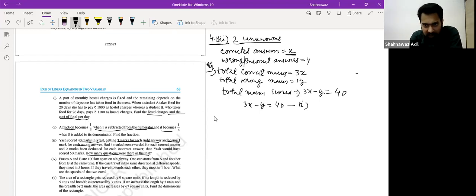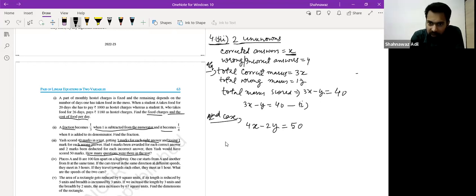Any confusion? Am I right? Yes, sir. So now let us do the second case. In the second case, had 4 marks been awarded for each correct answer, and 2 marks been deducted, so the total score would have been what? 50, right? So this was the second case.